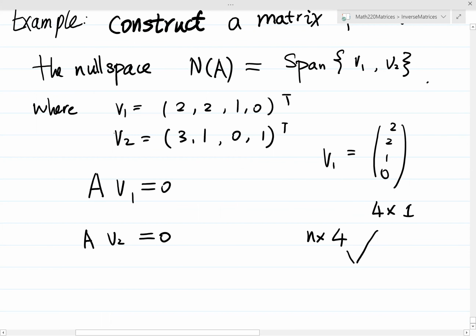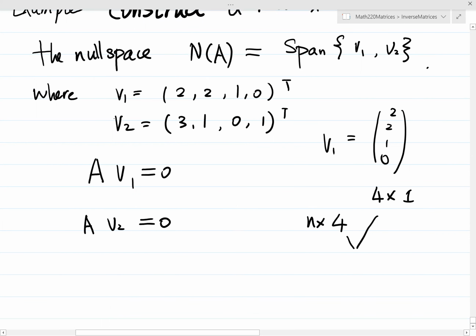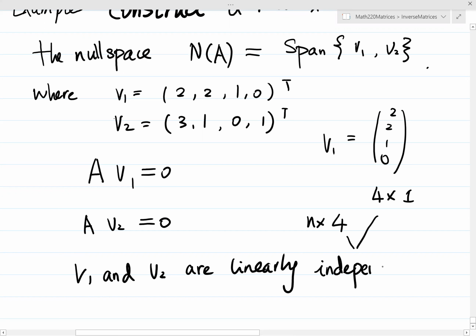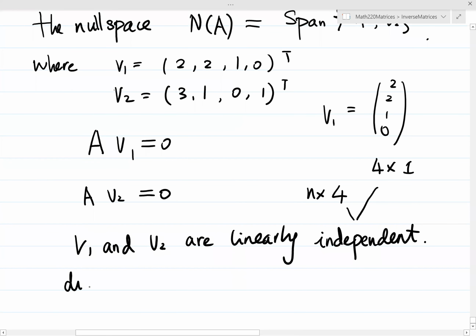Now, first, the two vectors V1 and V2 are clearly linearly independent. If you look at the last two entries of V1 and V2, you will see they are linearly independent. Which means the dimension of the null space is 2.